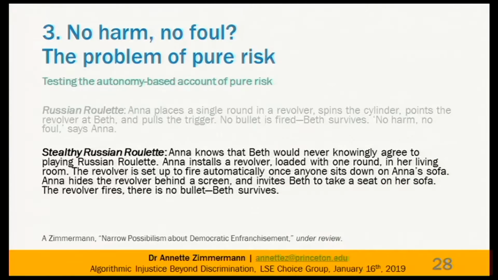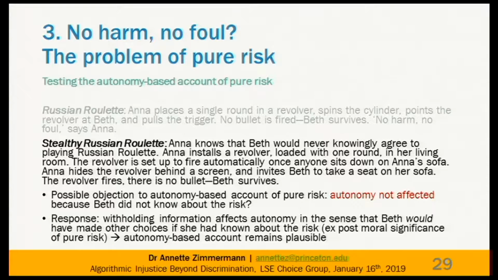But consider now this case, stealthy Russian roulette, where Anna just hides this revolver behind some sort of screen contraption, and so Beth now doesn't know that she's being exposed to this risk, right? And so again, same scenario in a way, the revolver fires, Beth survives this one too, and again, Anna wants to argue, well, you survived this, and you didn't even have to fret about it. You didn't even know about it. So what's the problem? So the objection here is, well, how can your autonomy be affected on this Overdyk-Roykin account if you don't even know about the presence of this pure risk?